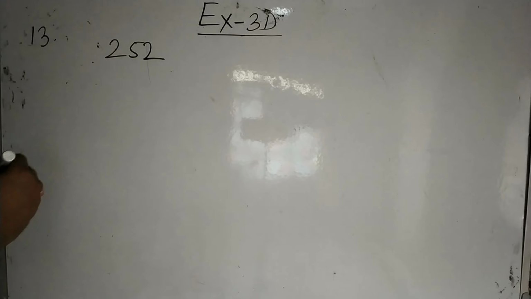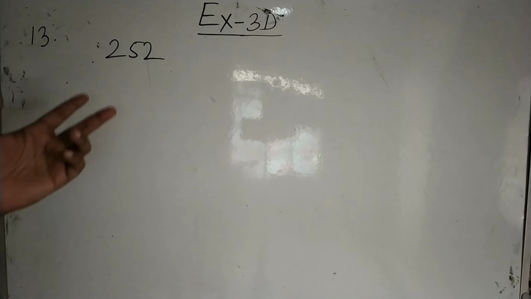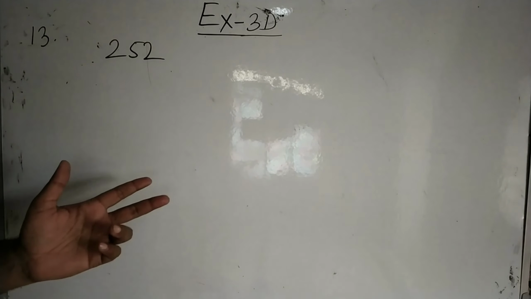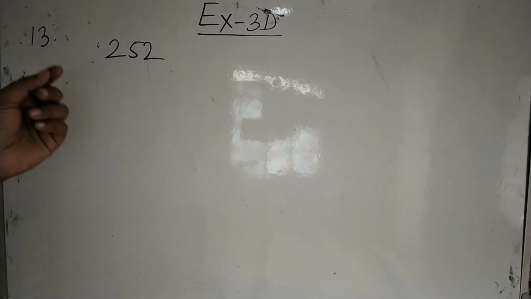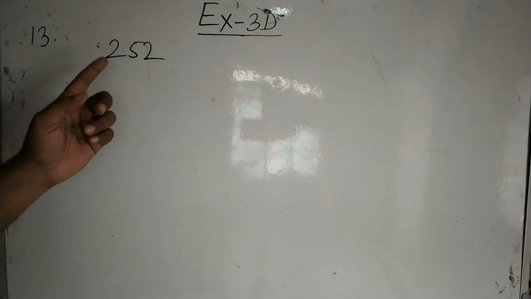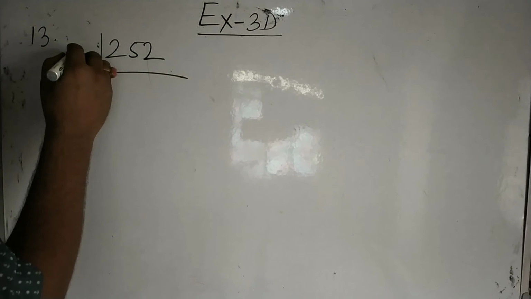First of all, when this type of question comes, that by which number the given number should be multiplied or divided, then we have to use the prime factorization method only. That I told you in our first class of the square and square root chapter. So here also we will use the prime factorization method only.